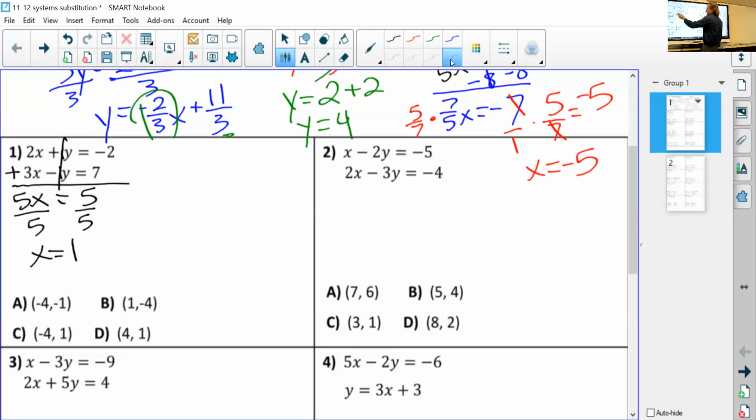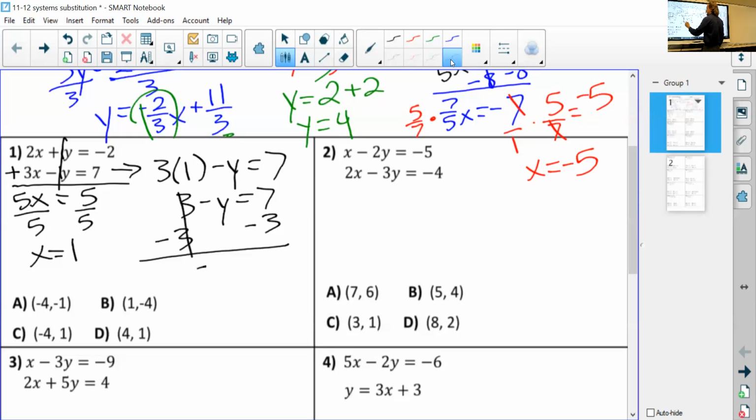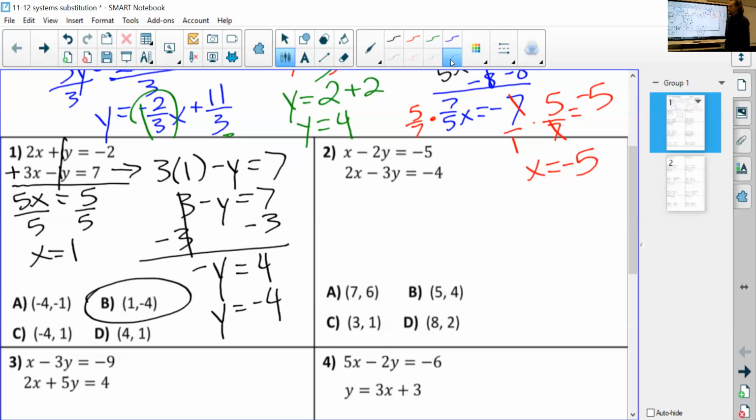We put that 1 back into one of our equations. So let's say this bottom one here. So 3 times 1 minus y equals 7, or 3 minus y equals 7. So -3 minus 3. So we get -y equals 4, or positive y would equal -4. So our answer 1, -4. There it is. Okay? Easy.